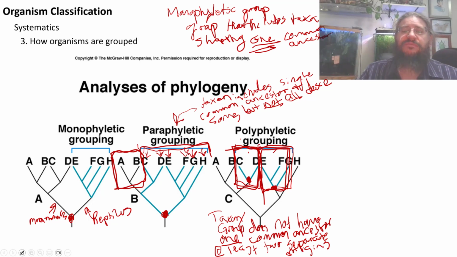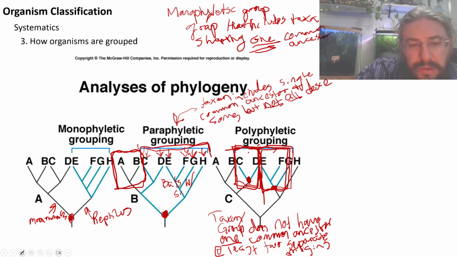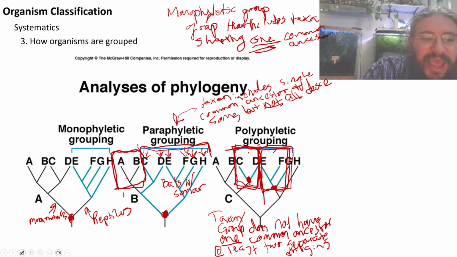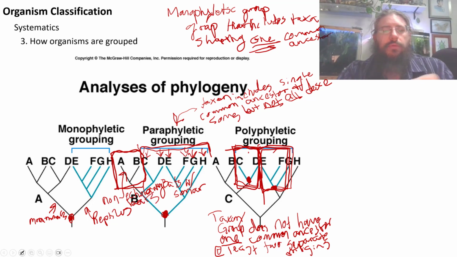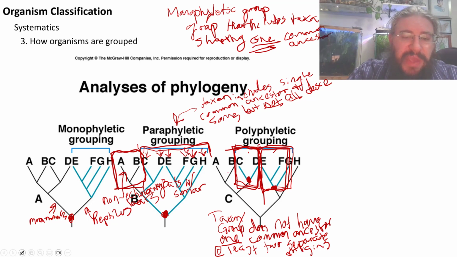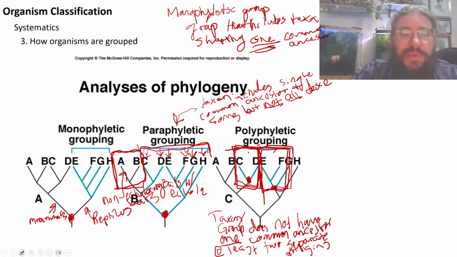So for instance, you might go paraphyletic if you are analyzing one particular feature, right? So let's say this is bats with sonar, and this is bats that cannot echolocate, non-echolocating bats, right? So your paraphyletic grouping is the echolocating bats. Sonar is in water, but, you know, whatever. But it's all part of a monophyletic grouping that is all of the bats.